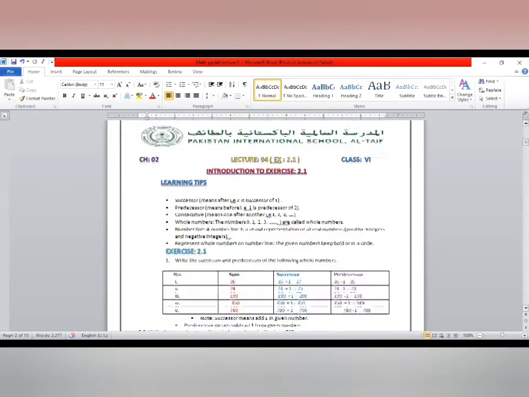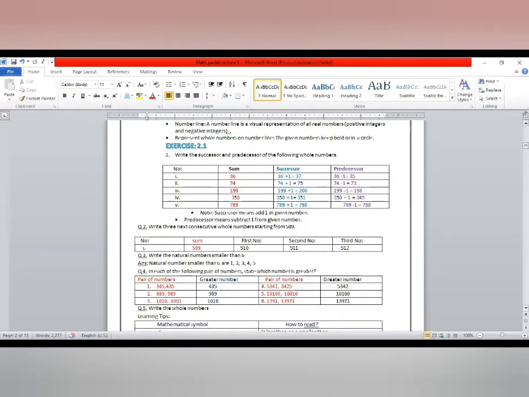Now here we are going to start the exercise 2.1. Write the successor and predecessor of the following numbers. I would like to tell you that successor we mostly take by adding 1, and predecessor we take by subtracting 1 from the given value. Dear student, here we have 5 parts, 5 sums about the successor and predecessor. In the first sum, we just add 1 to 36, we will get 37. And for predecessor, we subtract 1 from 36 and we will get 35.